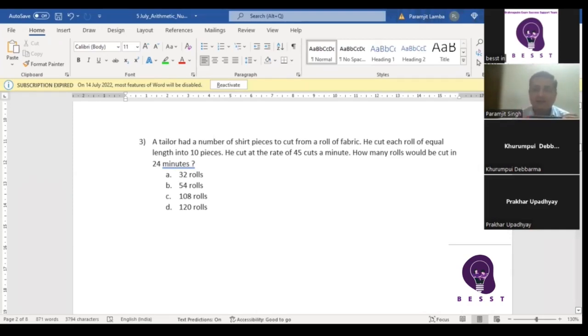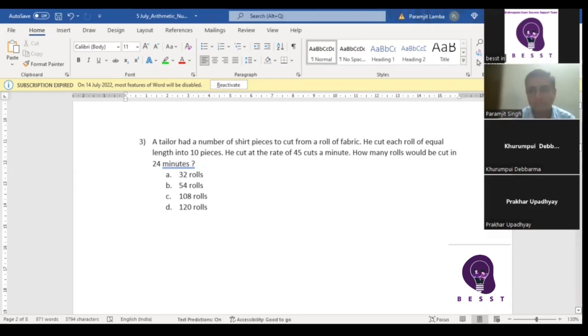He cuts at the rate of 45 cuts a minute. So how many rolls can he cut? 45 divided by 9 into 24. How much is that? Calculate. 45 cuts per minute, 9 cuts per roll. So we are calculating how many rolls are cut in a minute. 45 divided by 9 is how much?